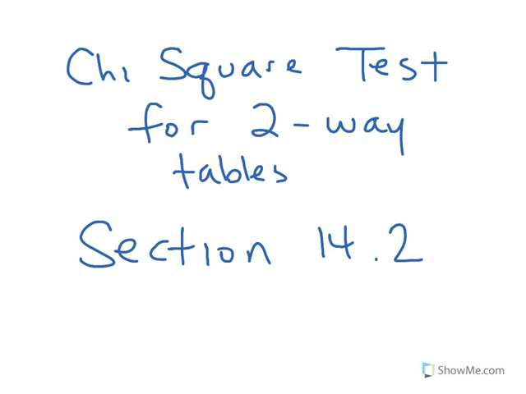What kinds of questions might we answer with it? And how do we calculate things like conditional and marginal distributions, which we did way back in Chapter 4, but we haven't done recently. So we're going to start with a simple example of, what is a two-way table? What might it look like?